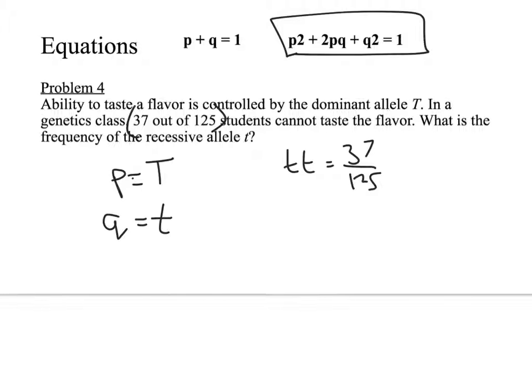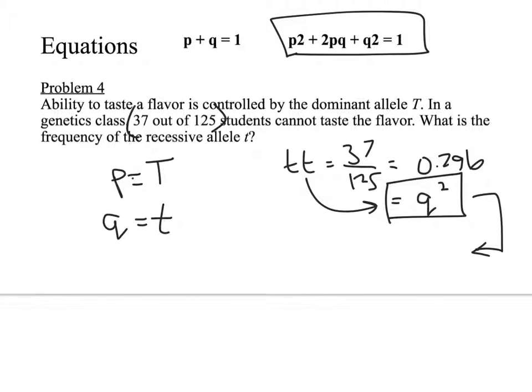What does that mean? That means that turns out to be a value of 0.296, and that also is the same as that genotype, right? This genotype is represented in Hardy-Weinberg's equation as this. So if you want to solve for how we can use this to actually calculate something about the frequency of the recessive allele?